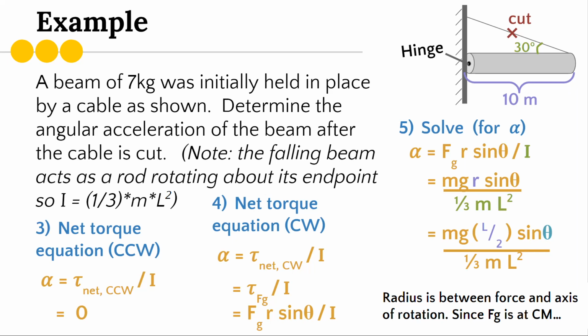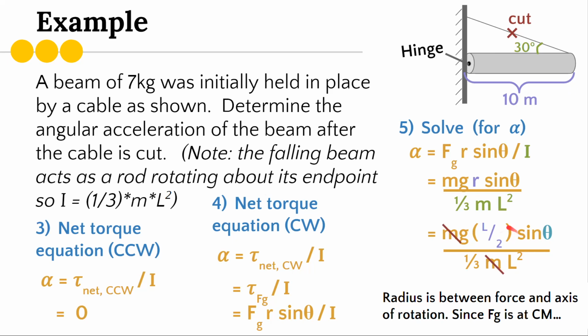Again, I'm going to do it in terms of variables, because sometimes you're asked to derive an equation without having any numbers. So again, for those derivations, keeping the variables in there is probably a helpful practice. Okay, radius is between the force and the axis of rotation. So since that Fg was at the center of mass, you know that that is going to be 5, or half of the total length. So we've got this now.